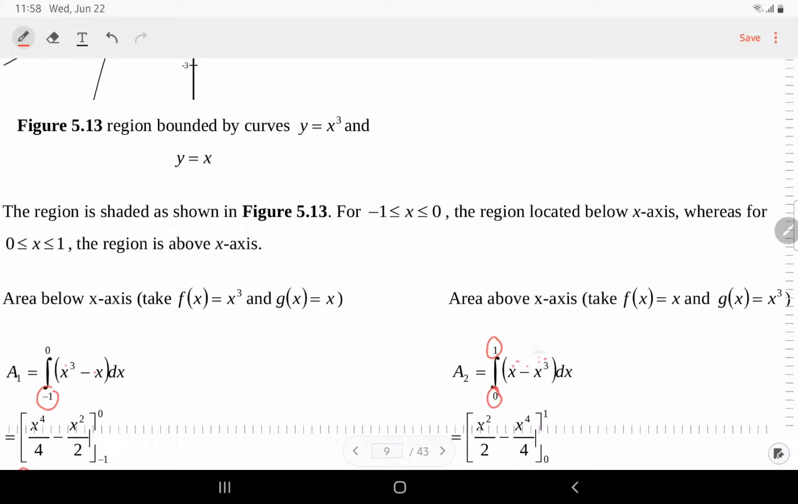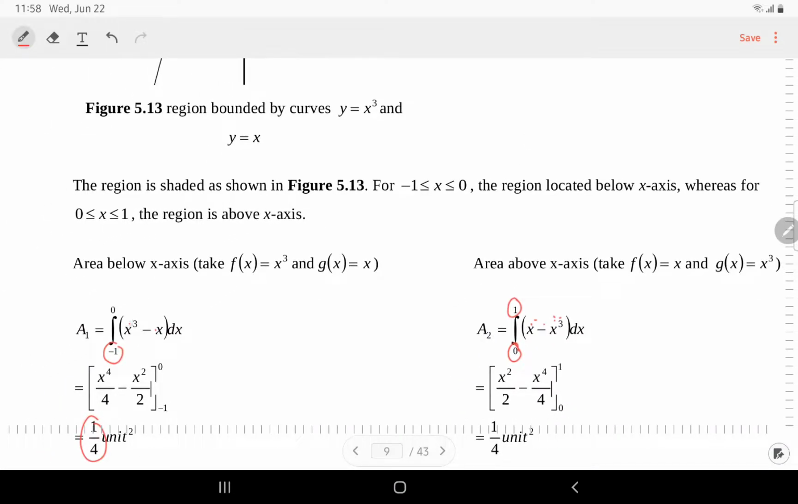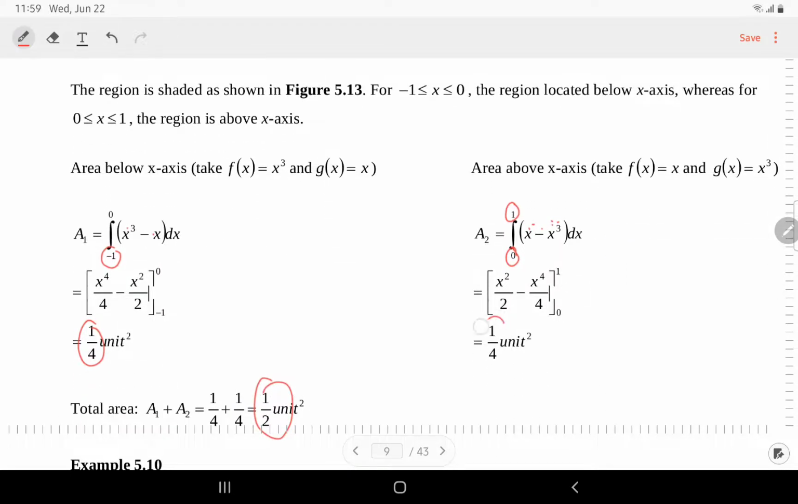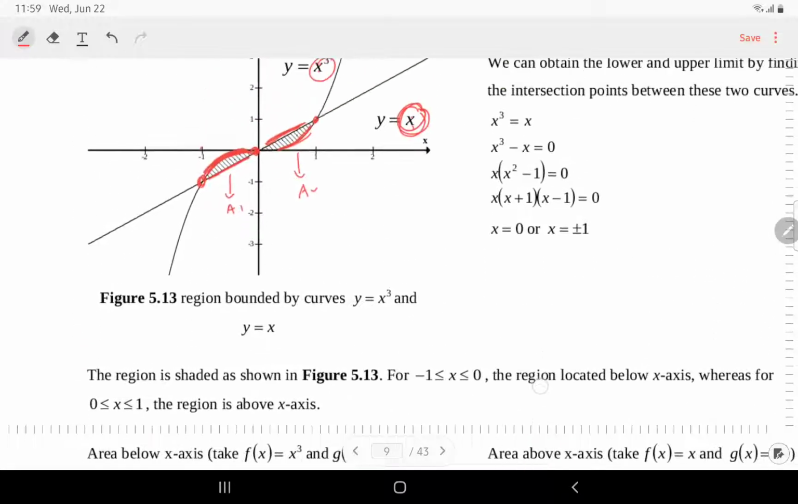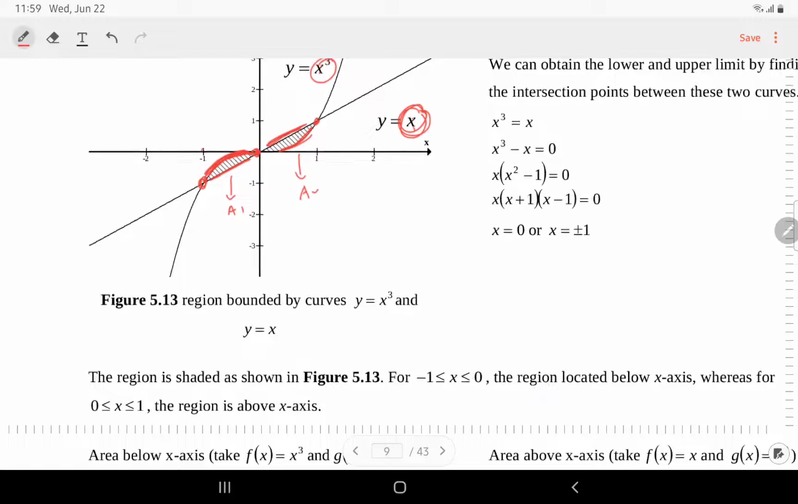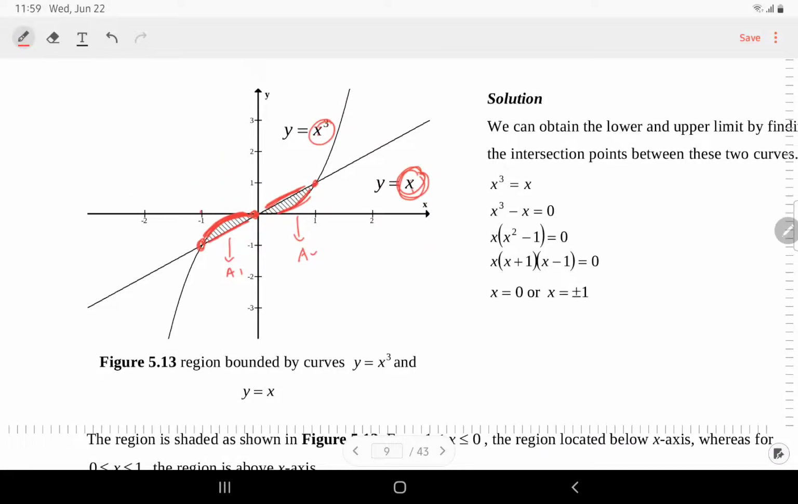X minus x cube. Dia tak sama dengan yang ni. A1 x cube minus x, tapi A2 x minus x cube. Okay, dia mesti atas tolak yang bawah. So yang ni jawapan dia 1/4, tambah dua-dua jadi 1/2. Okay, so untuk soalan ni memang kita kena guna formula yang alternative solution tadilah, sebab region dia adalah bounded by two curve, tak ada bounded by axis langsung.